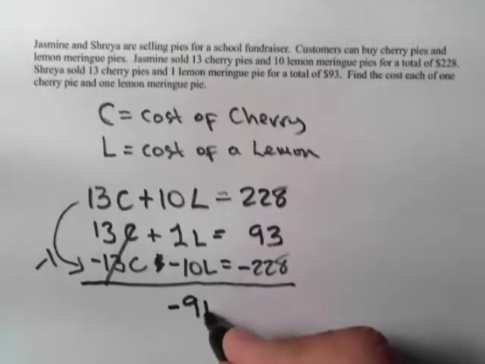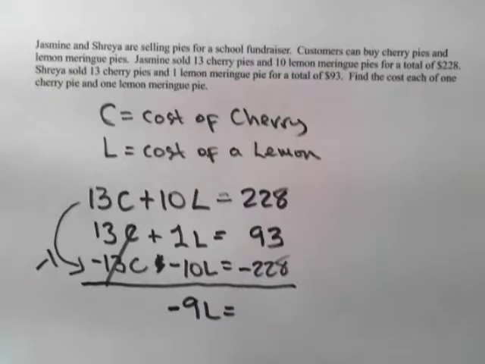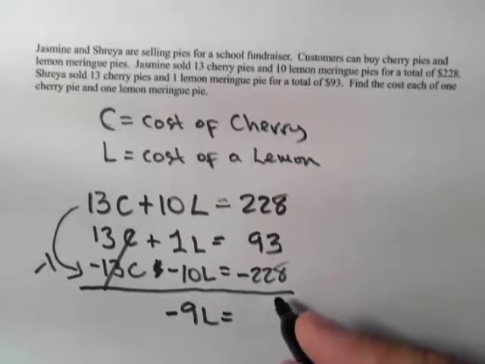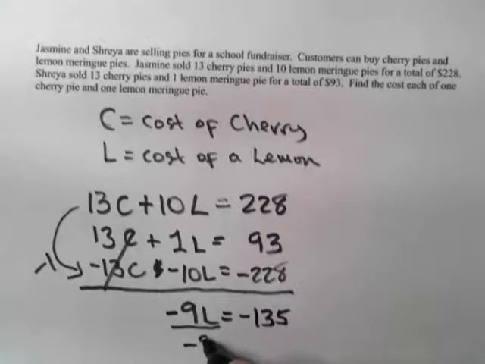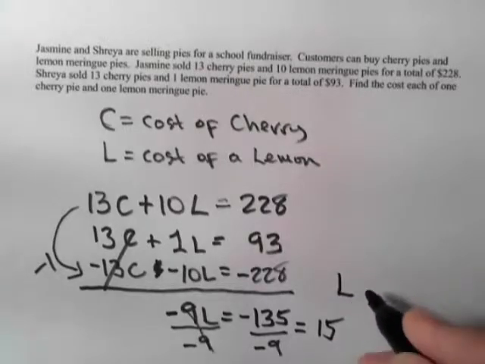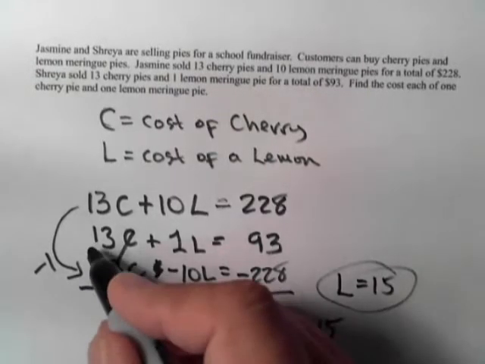And what do I have here? -9 lemons equals, well, let's see, what's the difference between 228 and 93? Looks like the difference is 135, and it's going to be minus. So minus 135. Divide both sides by -9 to solve for L. And the price is going to be positive, which it better be. So 135 divided by 9, and we end up with 15. So what this tells me is that the lemon pie equals 15.